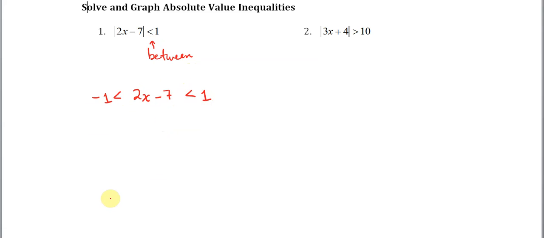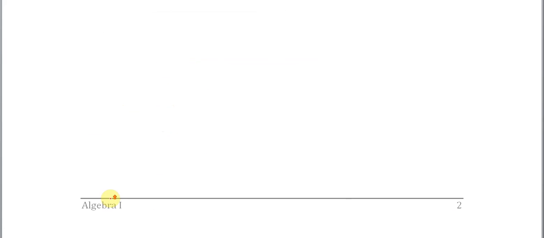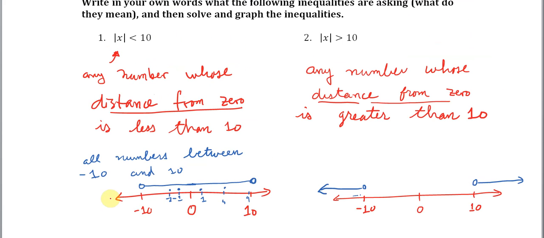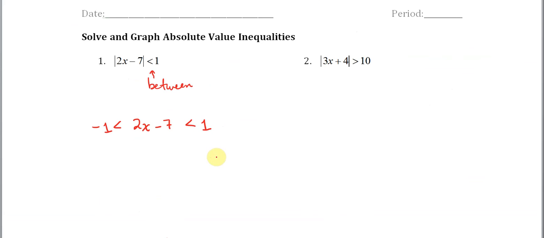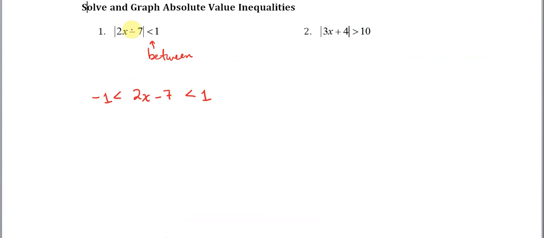Okay? So just to recap, if we think about the previous example, the absolute value of x is less than 10, we're really talking about in between. The only difference with this question is that the expression we're working with is a little bit more complicated. Instead of just x, we have 2x minus 7. So now you see we really have a compound inequality.